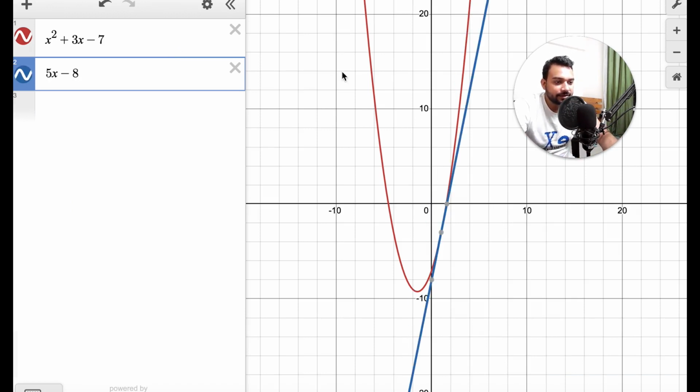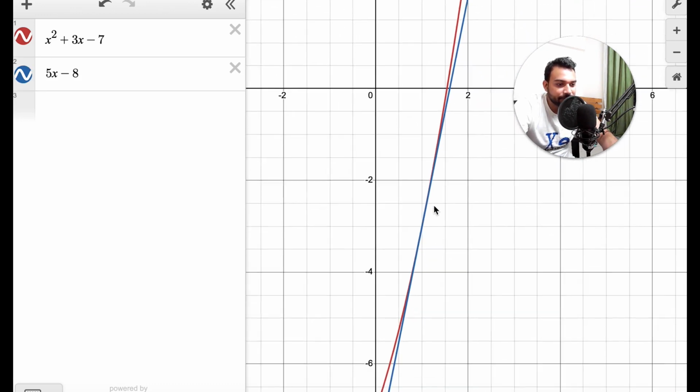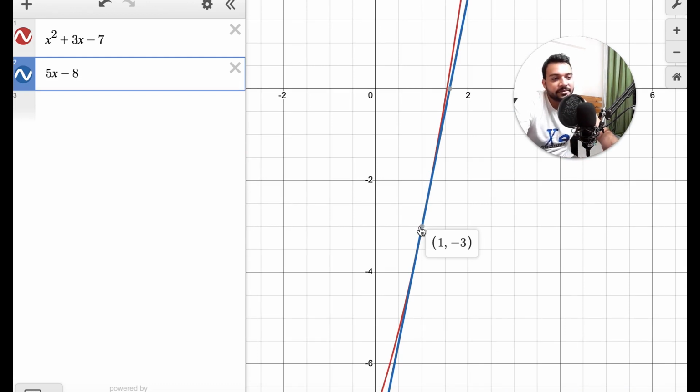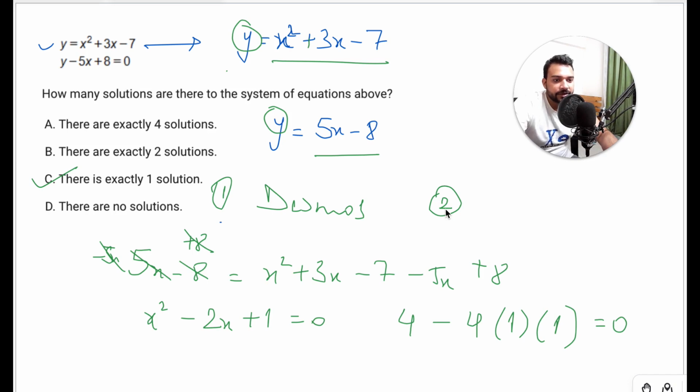You see, it just touches at 1 comma negative 3. That's the only solution. 1 comma negative 3, a single solution, which is what we figured out from our discriminant method as well. Let's head back to the question. So this question can be done using these two methods. One is figuring out the discriminant and directly applying the rules, or second is the Desmos method. Okay, let's go to the next one.